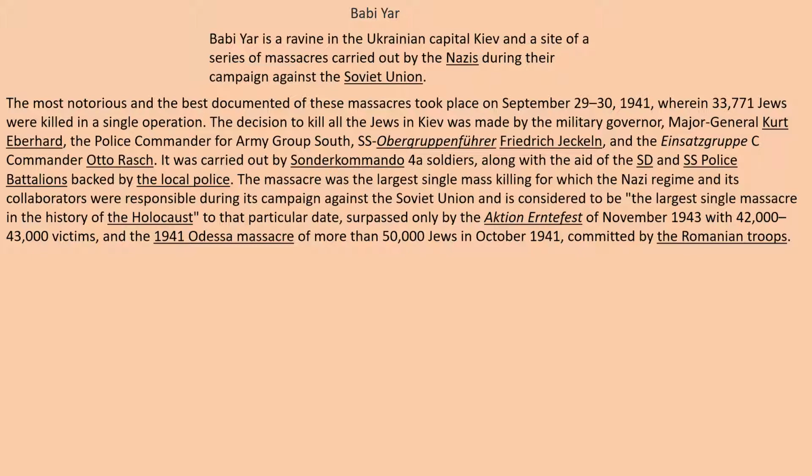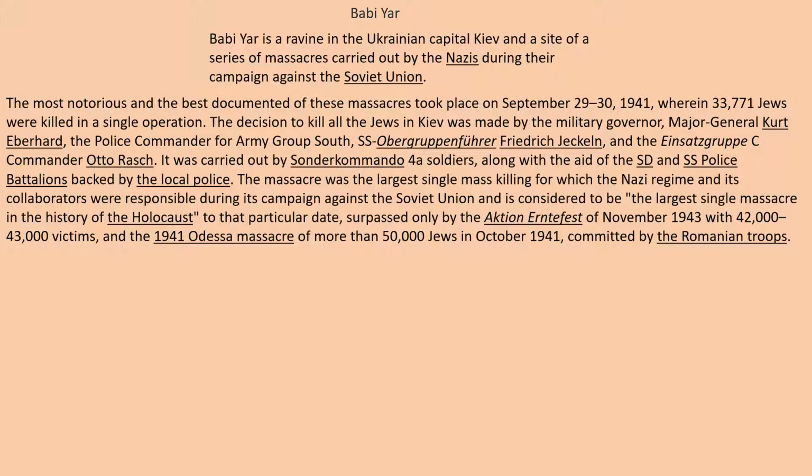Babi Yar is one of the worst, largest. Babi Yar is a ravine in the Ukrainian capital of Kiev, outside of Kiev, and a site of a series of massacres carried out by the Nazis. And the most notorious and the best documented of these massacres took place on September 29th and 30th, 1941, after Kiev was captured, wherein 33,771 Jews were killed in a single operation.